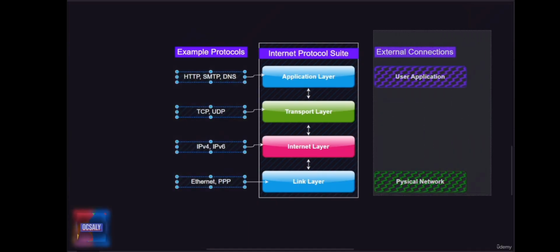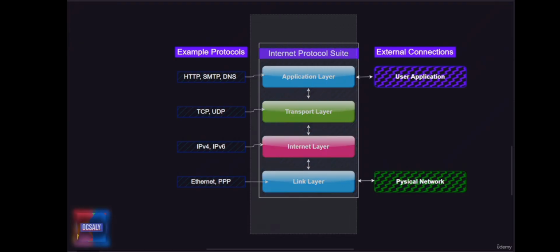And these are the external connections here. The link layer directly connects to the physical network, and the physical network connects directly to the link layer. I will apply the same for the user application, right? Whether it is a browser or just an online game, it works like that. So now I will explain the Internet Protocol Suite.